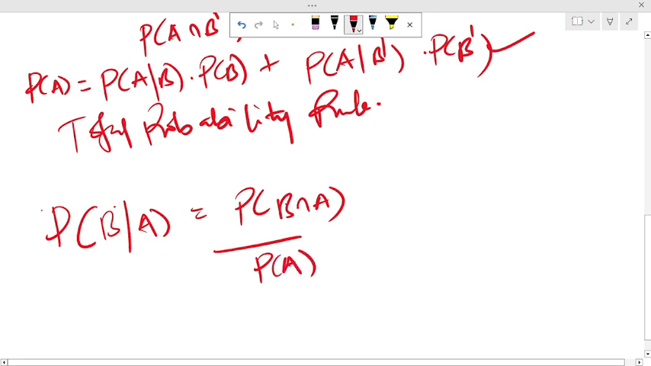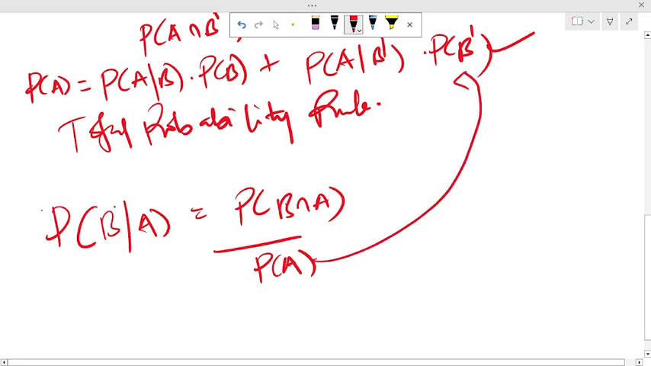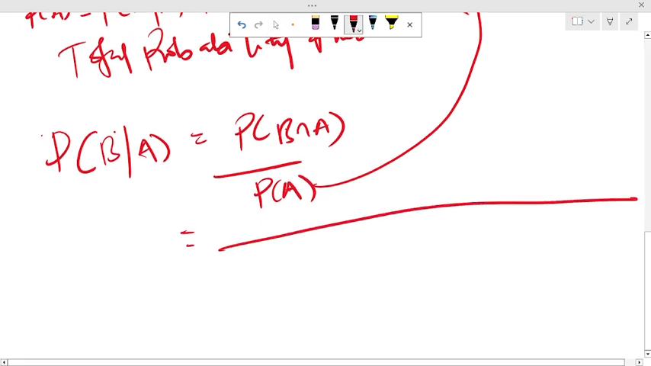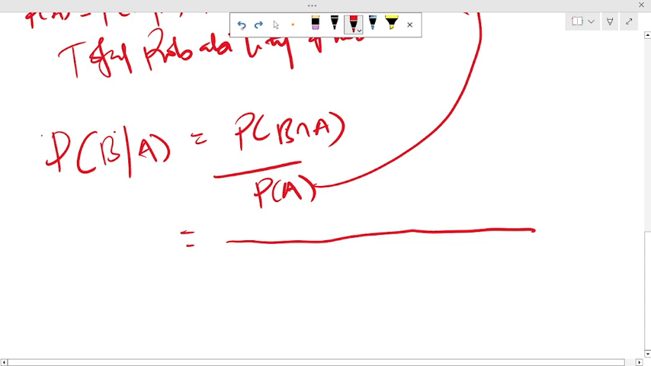Now, the Bayes rule is a combination of the conditional probability rule and the total probability rule. For the Bayes rule, we are going to replace the probability that A has occurred by this, right? Yes. I'm just going to replace that because we've already proven the total probability rule.